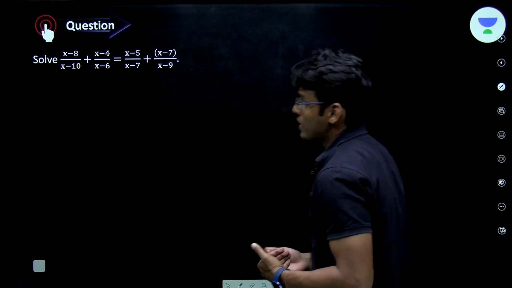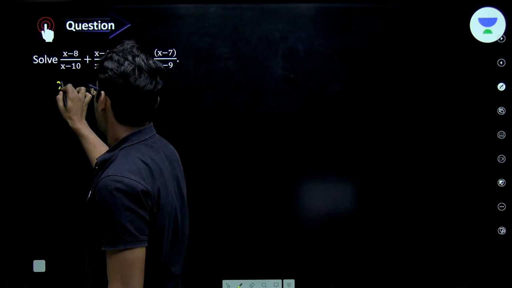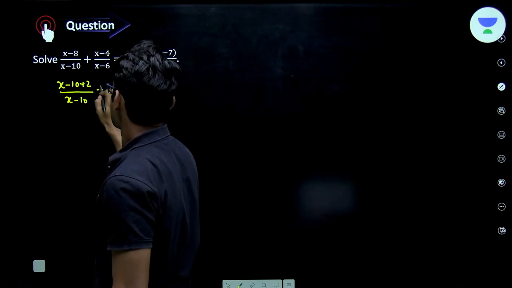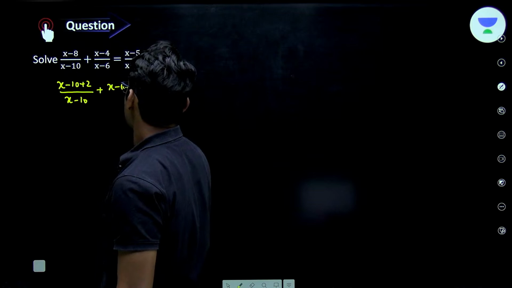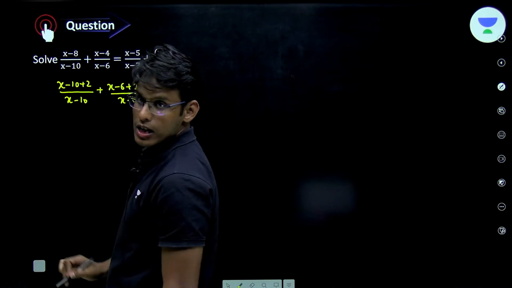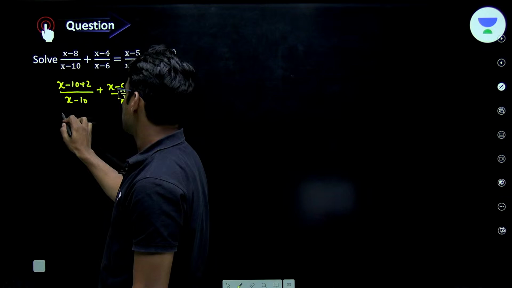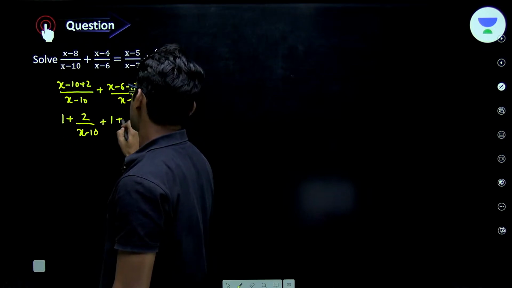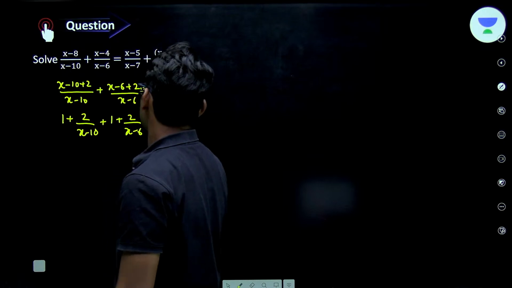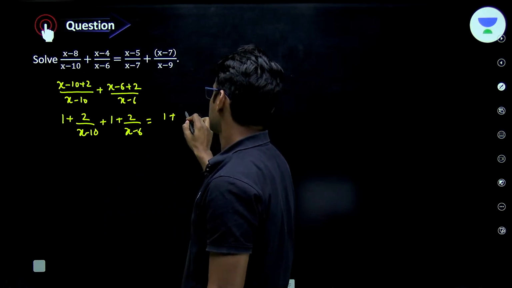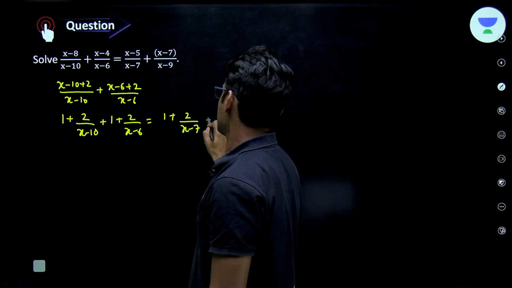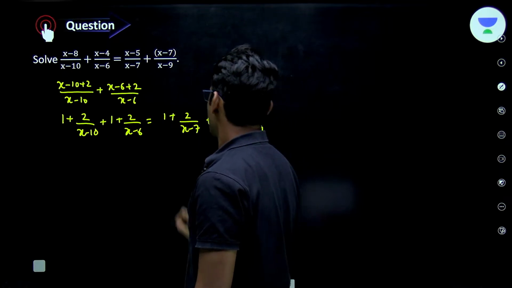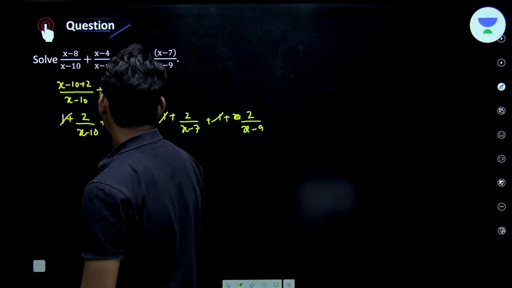Do some plus minus. Plus minus what? See, like now can you see this? And I'm just writing LHS here. So can I write it like this? Can I write it like this? Okay.